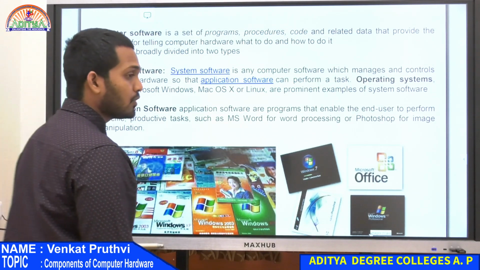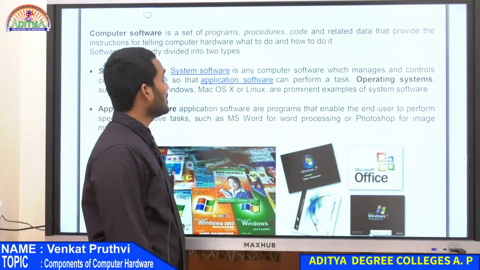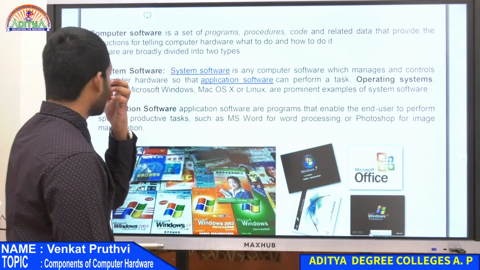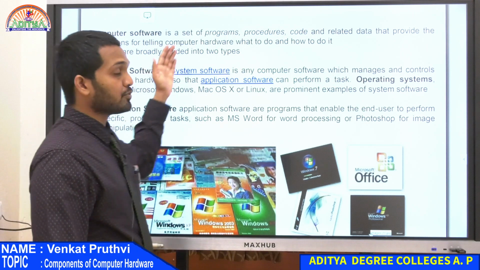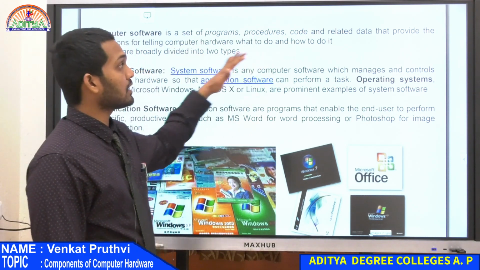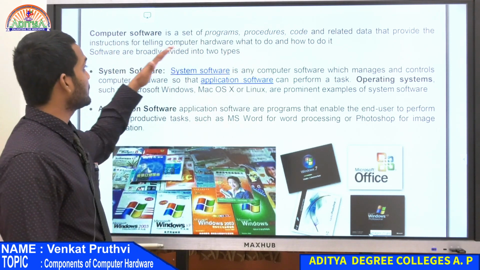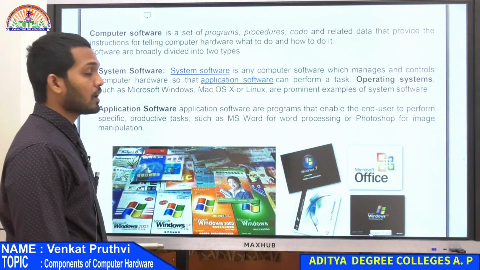Okay, before going to that, let's discuss computer software also. What do you mean by computer software? Computer software is a set of programs, procedures, code, and related data that provide the instructions for telling computer hardware what to do and how to do it.